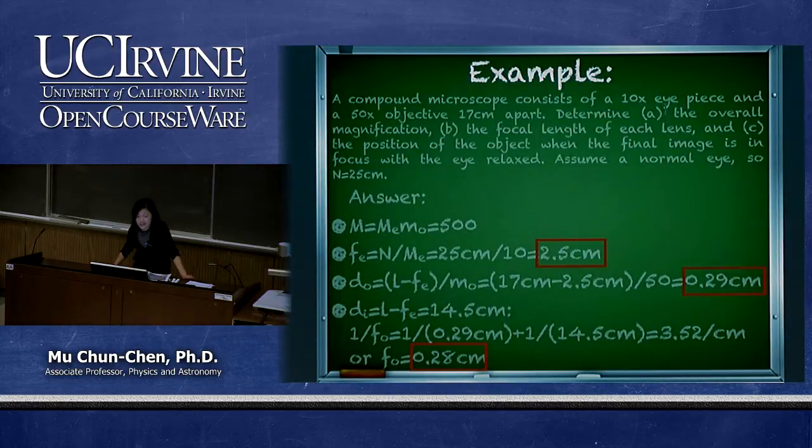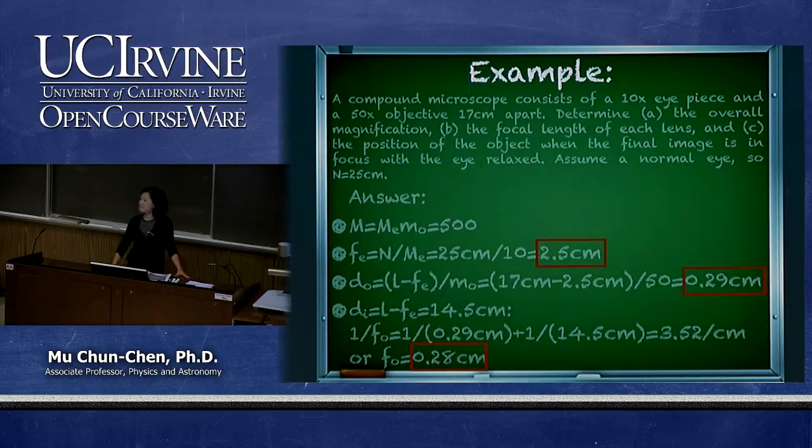All right, so the question is, what is the overall magnification? Right, that would be the product of these two magnification factors, which gives you 500. That's simple. All right, so part B, what are the focal lengths of these two lenses? Namely, what is F sub E, the focal length of the eyepiece, and what is the focal length of the objective lens? And the third part, what is the position of the object when the final image is in focus with the eye relaxed?